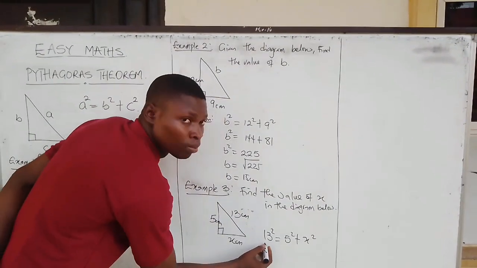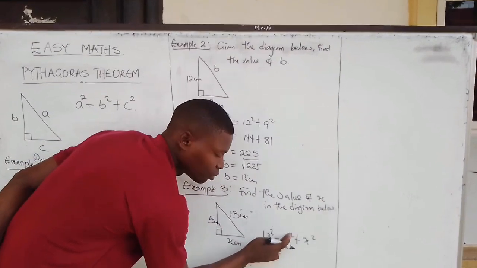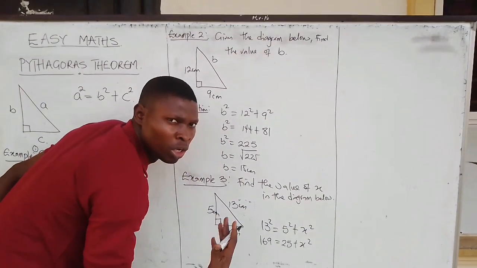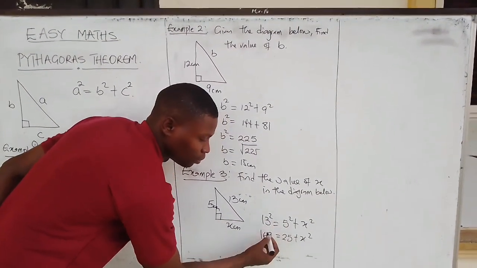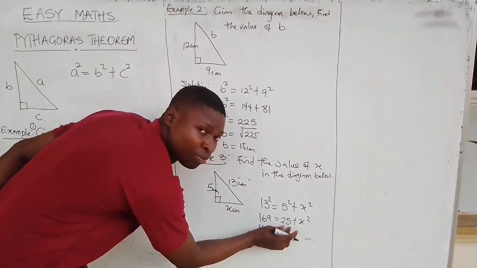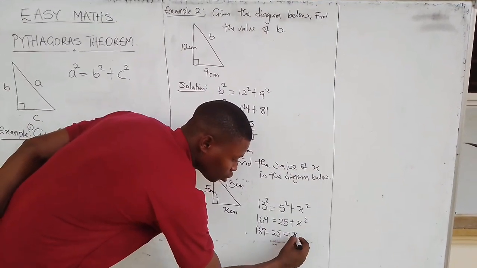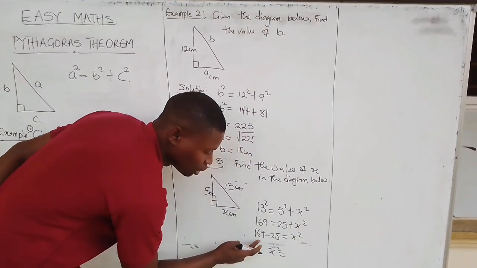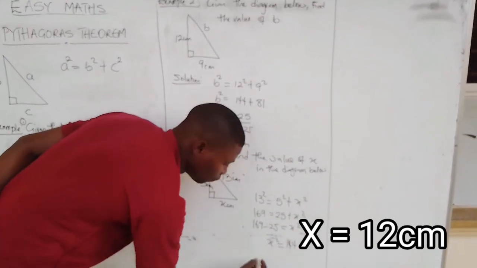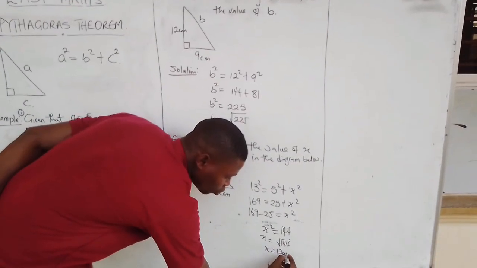From here, our 13 squared gives us 169, which is equal to 5 squared, which gives us 25, plus x squared. Now we collect like terms. 25 will come and meet 169 here. 25 is positive, and when it's crossing the equality sign, it becomes minus. So our x squared is equal to 169 minus 25, which gives us 144. Our x will be equal to the square root of 144. X finally will be equal to what?